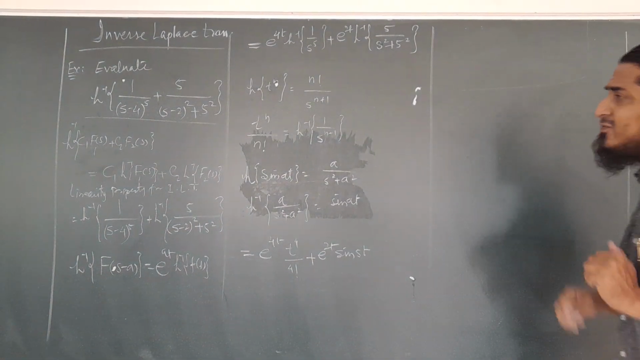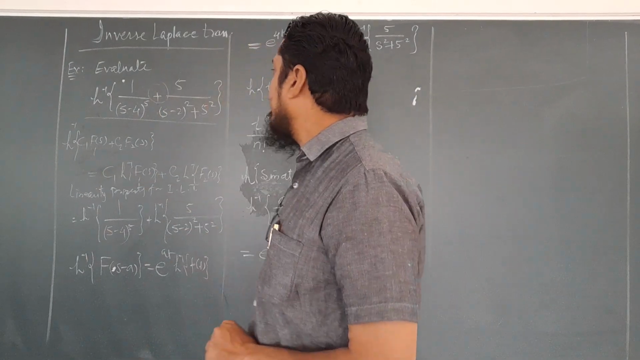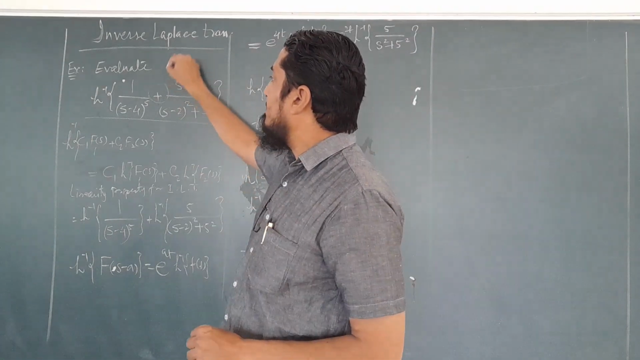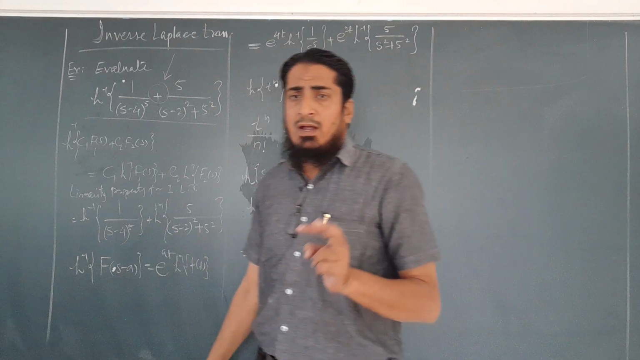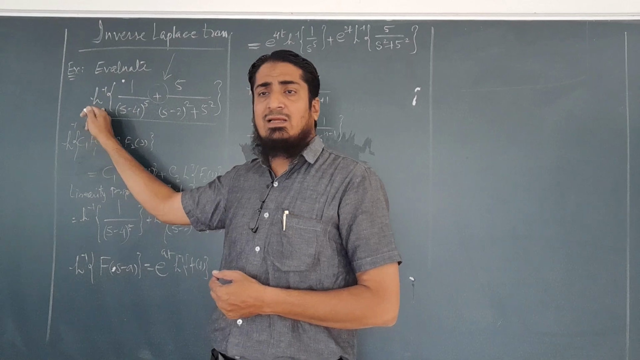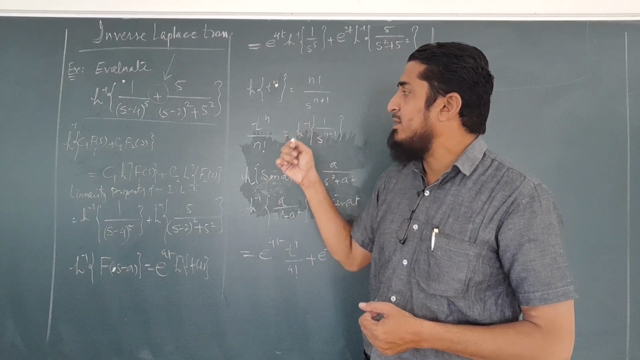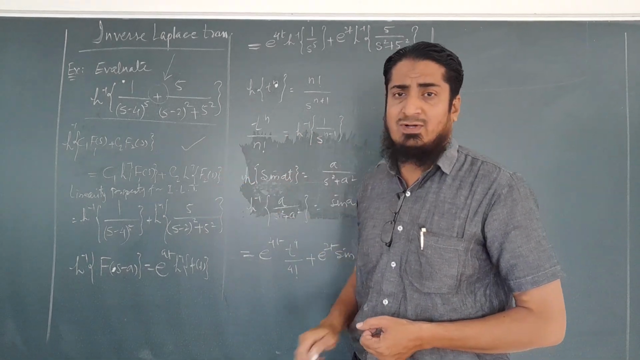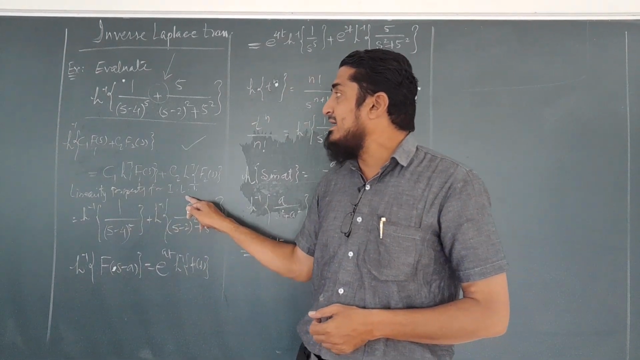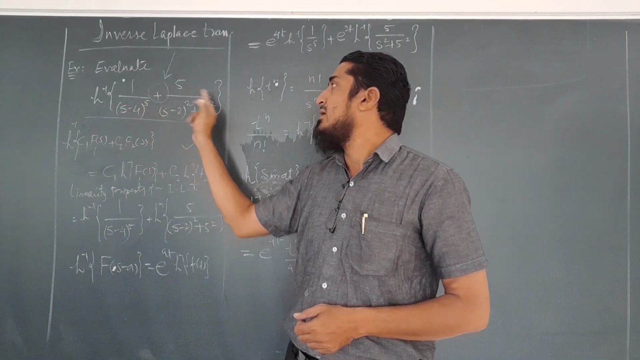Correct? What we have done here: since we have the binary operation addition and subtraction, we can distribute this inverse Laplace transform to both expressions. Why can we do this? Because of the linearity property of the inverse Laplace transform. By using the linearity property, we can distribute the inverse Laplace transform operator to both expressions.